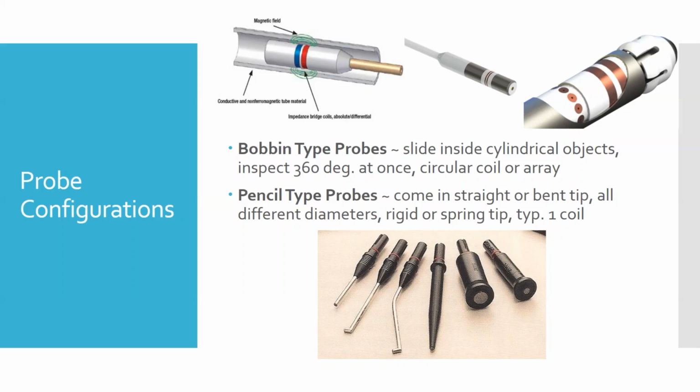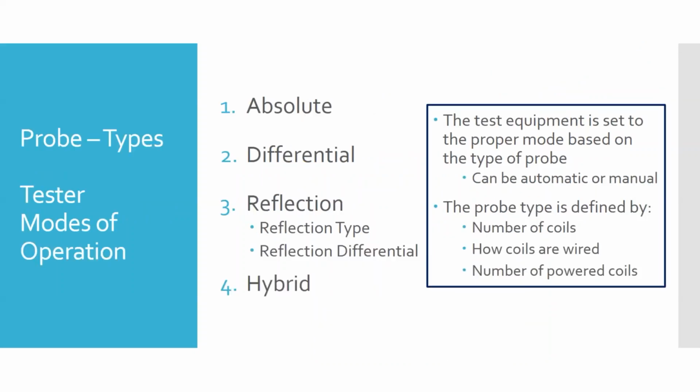They may have two coils. They may have what's called a driver and a pickup. We'll look at that in a second. But they do that. So looking at the internal construction of the probes, how they're built with the coils that they have, they are going to work with the tester in different ways.